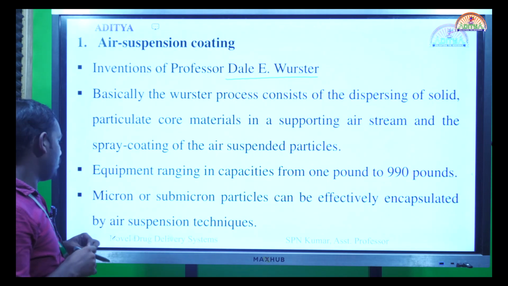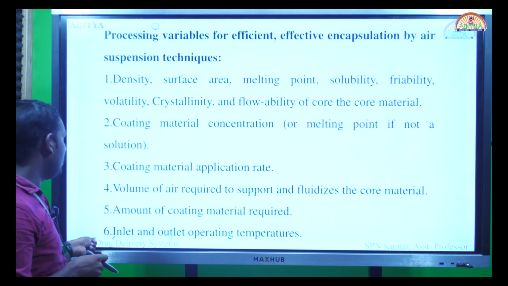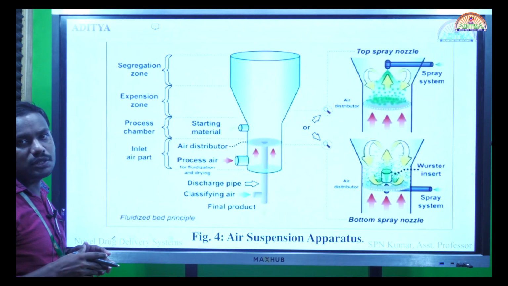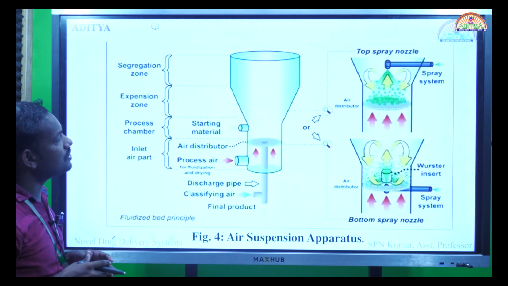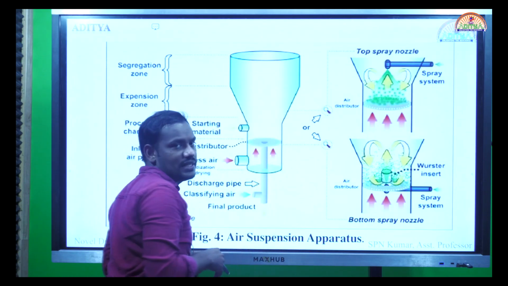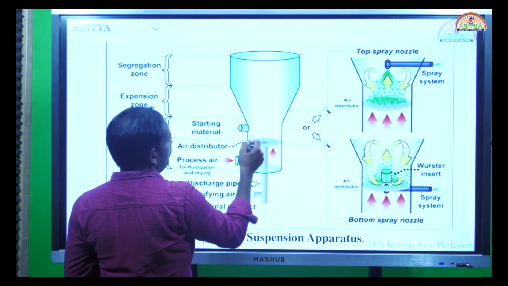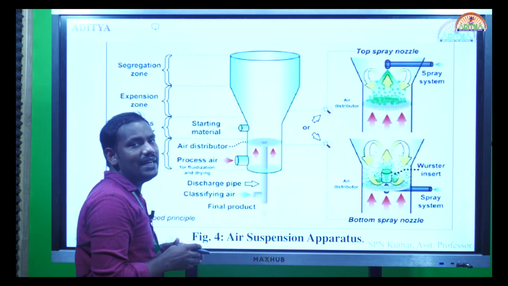In this process, let me show you the equipment, then you'll get a better idea. So this is your air suspension process. In the air suspension process, we have a conical assembly where there is introduction of highly turbulent air.